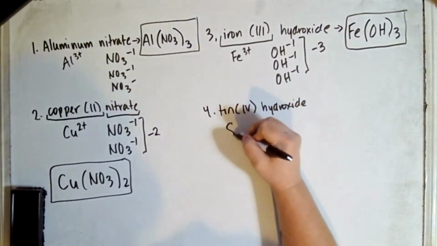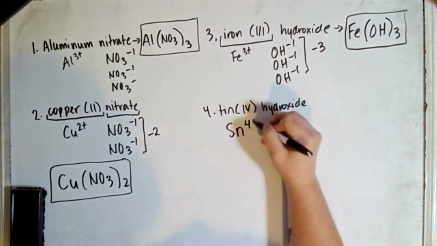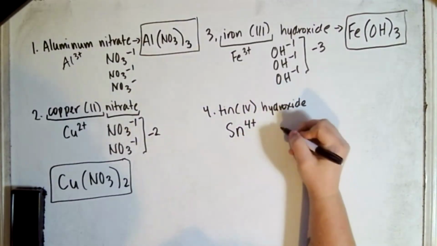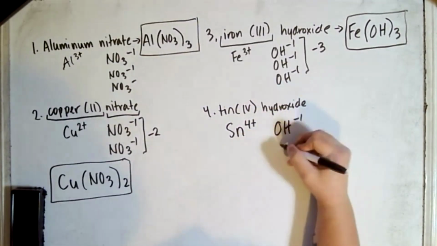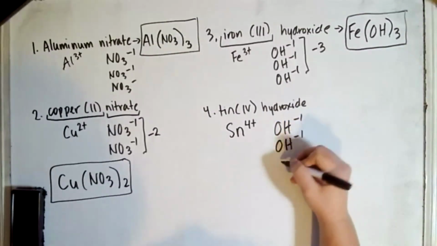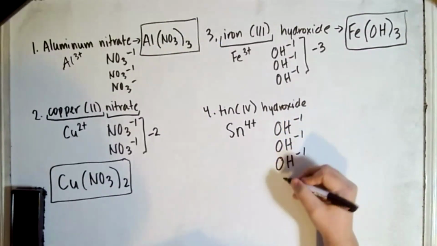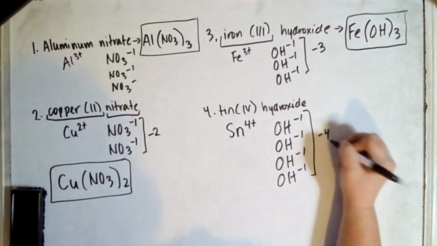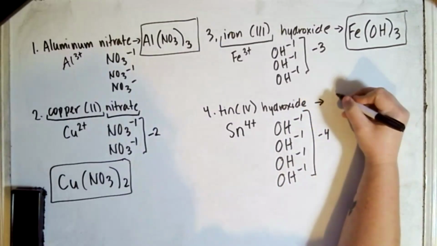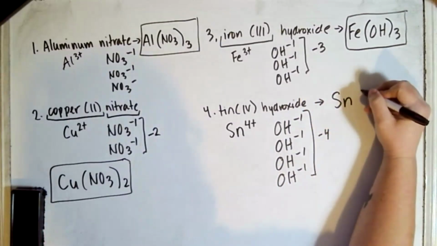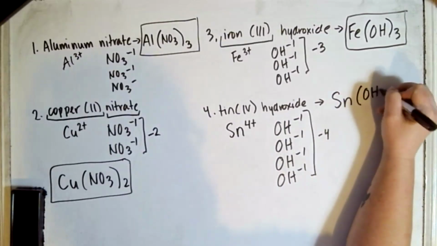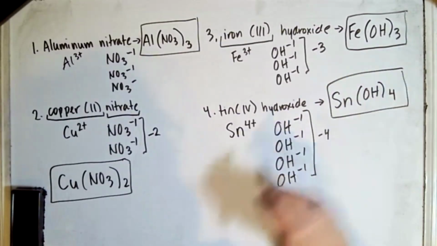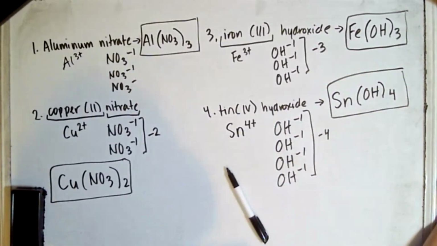Okay, and then we have tin(IV) hydroxide. So the symbol for tin and the charge for tin. Hydroxide's -1. So we're going to need enough hydroxide to counteract that +4 charge. So our formula for this is going to be Sn, and then in parentheses, OH, with a subscript of 4.